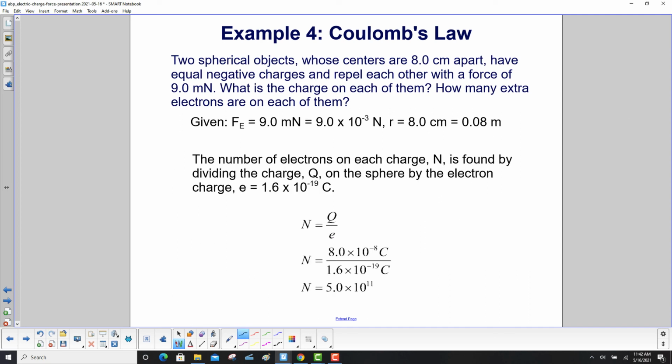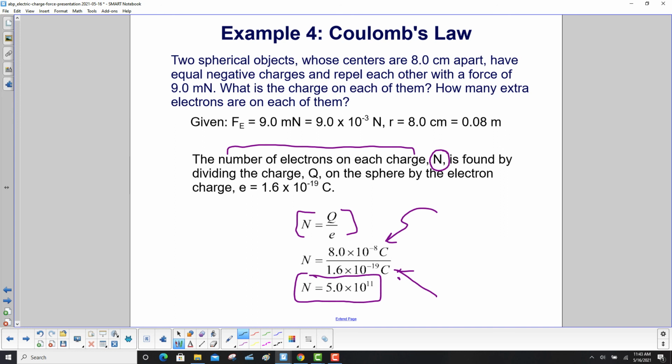Let's assign a variable to the number of electrons on each charge, so we don't have to keep writing this. We say it's just n. We find that by dividing the charge q on the sphere by the electron charge, which is 1.6 times 10 to the minus 19th coulombs. So here we have n is equal to q over e. We found q on the last slide. Here's the charge on one electron. So the total number of excess electrons on each sphere is 5 times 10 to the 11th. And notice how the units cancel out nicely here, so we're just left with a number.